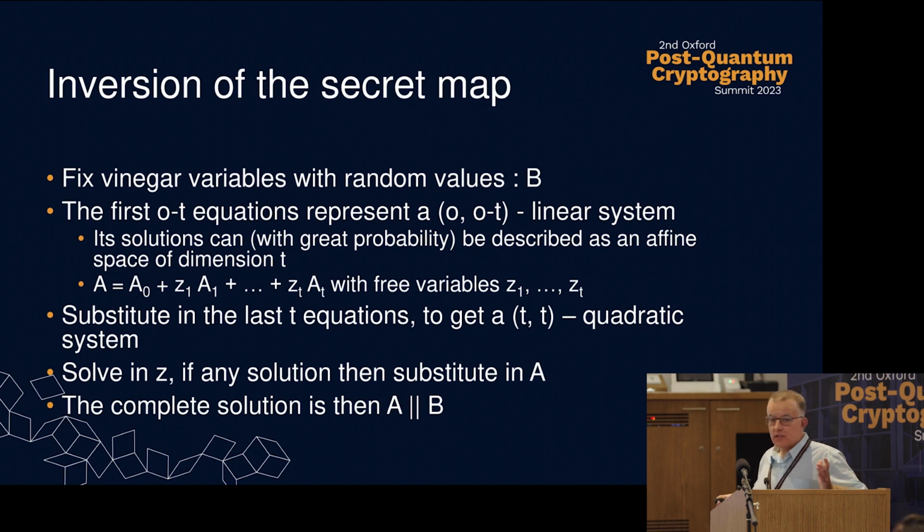And that's it. You have found at least one solution. You concatenate the solution of the quadratic system, the linear system, and the vinegar, and so you get a general solution of the secret map.